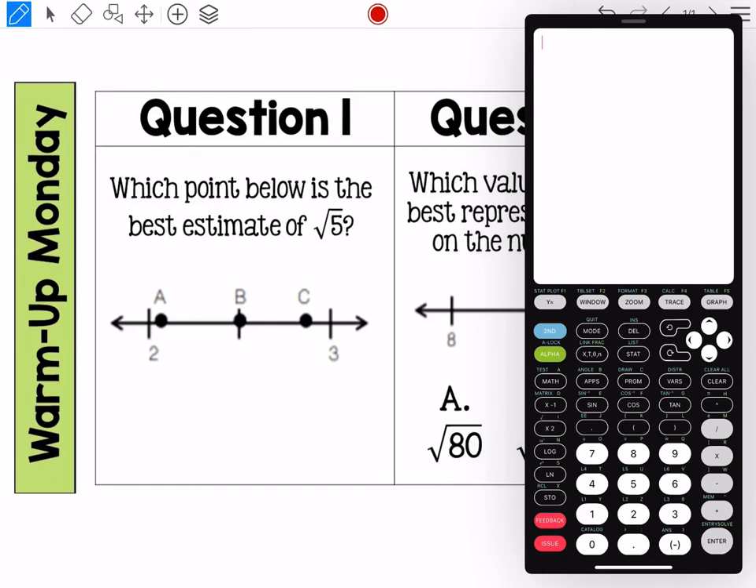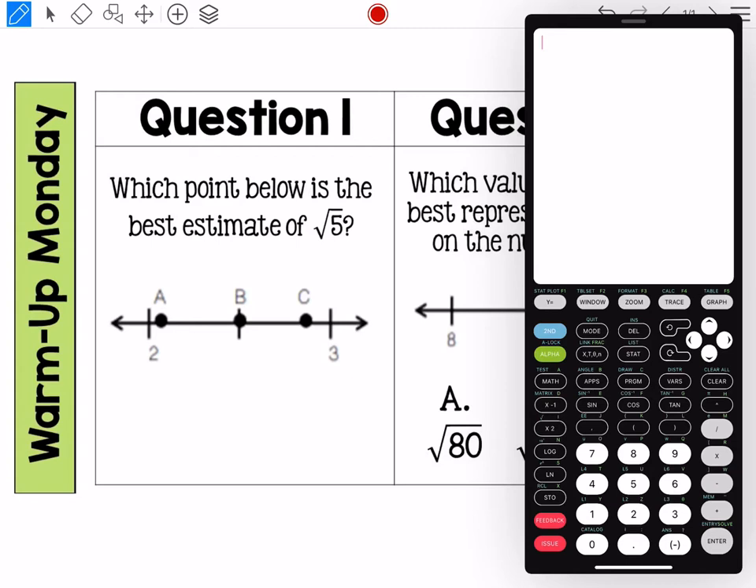Hey guys, so today we're going to look at the warm-up from Monday, August 31st, and it covered the topic approximating the square roots and locating them on the number line, which was topic 8.2b. And we're going to go over question number 1 first. It says, which point below is the best estimate of the square root of 5?